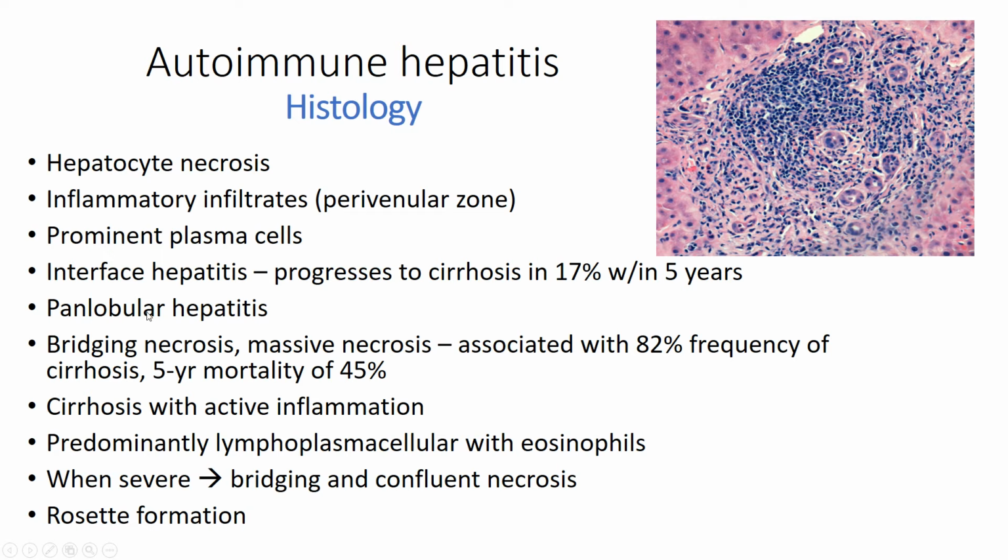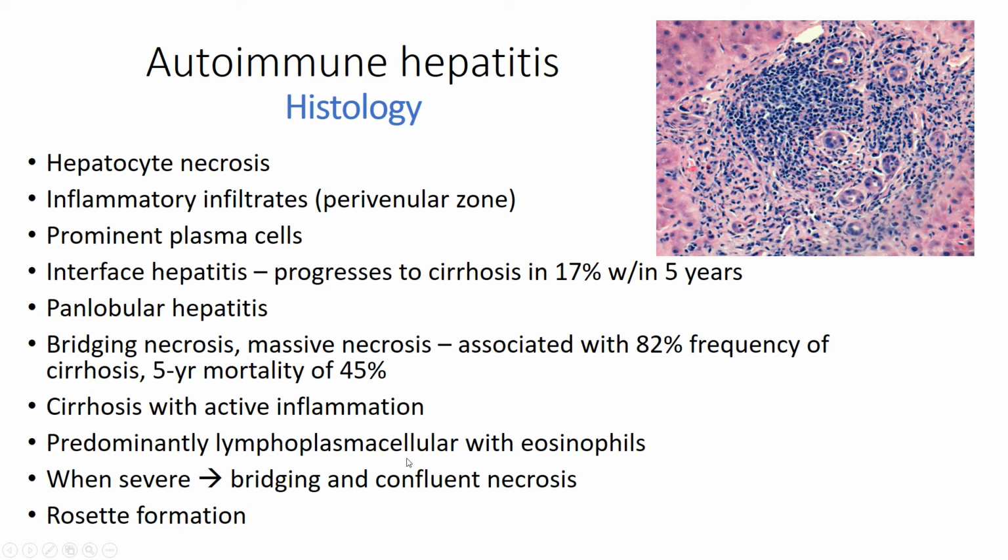And there's panlobular hepatitis. So it's not just confined to the central lobular area, not confined to the periportal area, but it's panlobular, affecting all zones in the liver lobule. You might see bridging necrosis or massive hepatic necrosis, which is associated with 82% frequency of cirrhosis and a mortality of almost 50% at 5 years. Cirrhosis occurs with active inflammation. That brings us back to interface hepatitis and panlobular hepatitis.